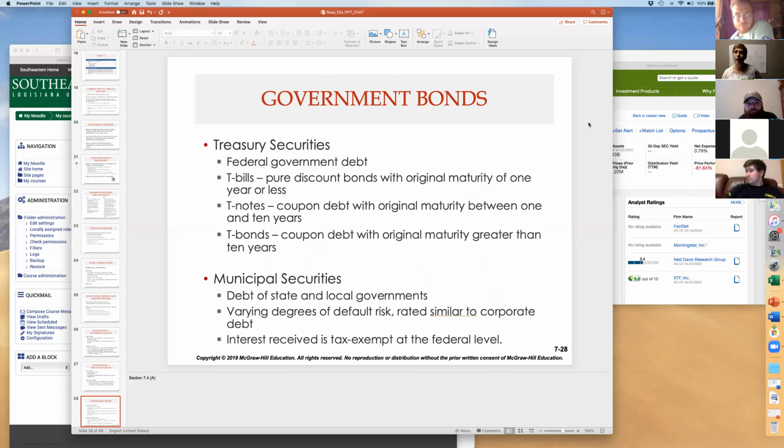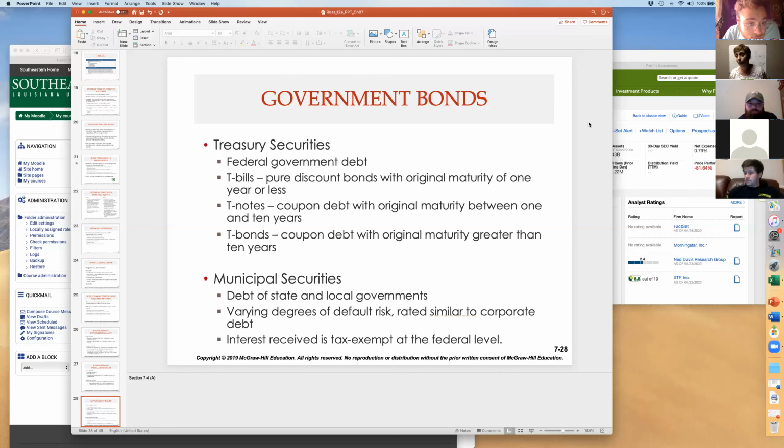What we priced were treasury securities, treasuries, notes, and bonds. So all the math that we did was for treasury securities. Treasury securities are issued by our United States Treasury, that's the federal government. And there are three kinds of treasury securities. That's T-bills, T-notes, and T-bonds.